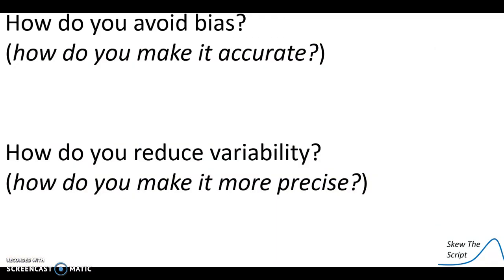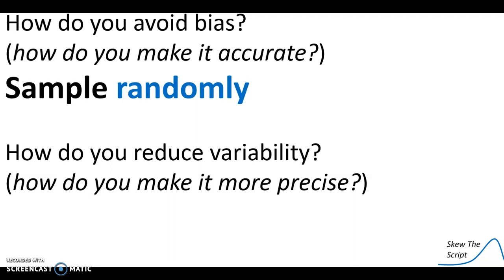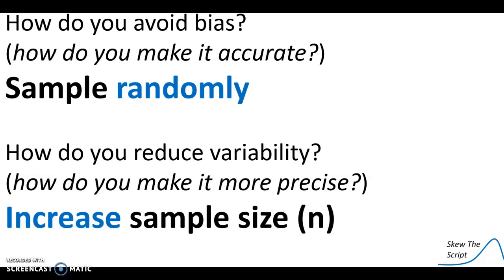So how do you avoid bias? You sample randomly. You want to get a good sample. And then how do you reduce variability? You increase the sample size. And we'll put this together and look at that test data again, and taking a sampling distribution with a larger sample size.